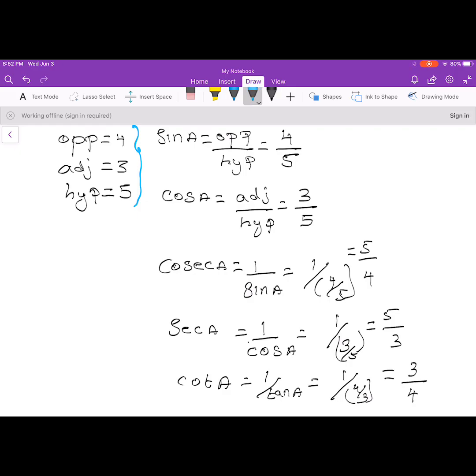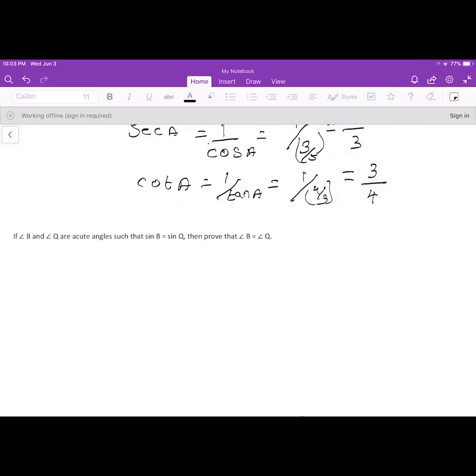So we got all the 5 ratios: sine A is 4 by 5, cos A is 3 by 5, cosecant A is 5 by 4, secant A is 5 by 3 and cot A is 3 by 4. This is our required ratios. We found out all this. Next we will see the next example.